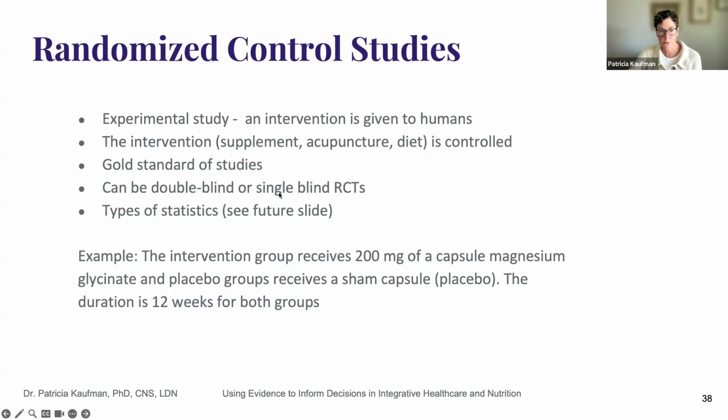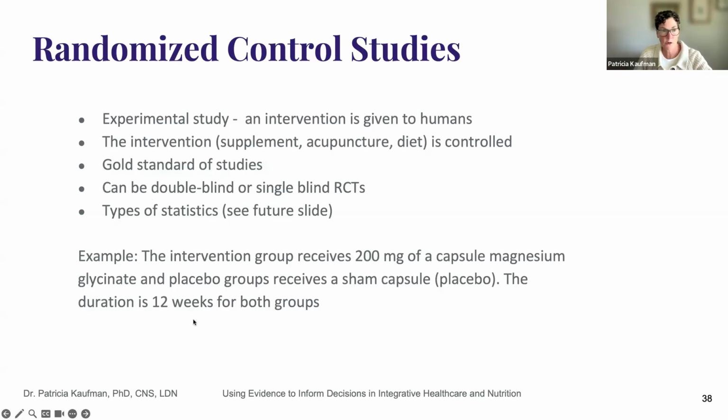It can be double-blinded or single-blinded. Double-blinded means that the participant and the researchers don't know who's getting the intervention versus who's in the control group or the placebo group. And the researchers and those that analyze it don't know either. And of course, those that are getting it don't know what they're getting. They don't know if they're getting the intervention or the placebo. It has different types of statistics.